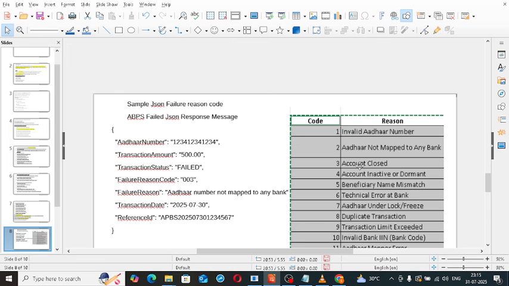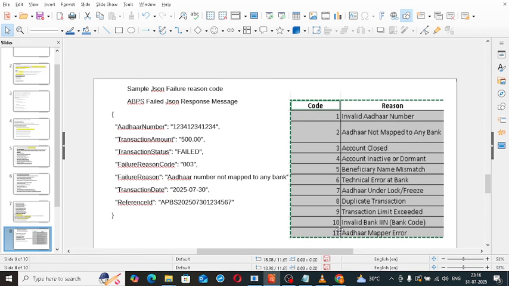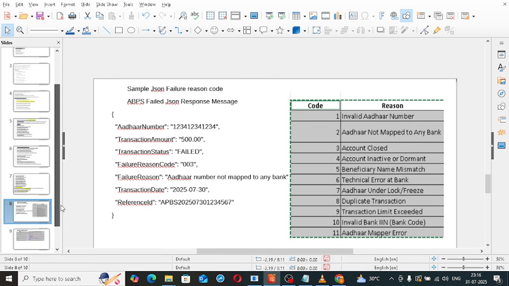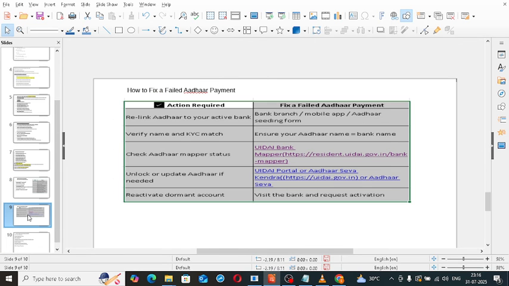004 means account inactive or dormant account. 005 means beneficiary name mismatch. 006 means technical error at bank. 007 means Aadhaar locked or frozen. 008 duplicate transaction. 009 transaction limit exceeded. 010 invalid bank IFSC. 011 Aadhaar mapper error. So these kinds of reason codes are available, and based on the reason code you can see why it failed.